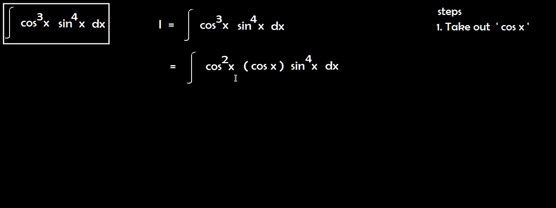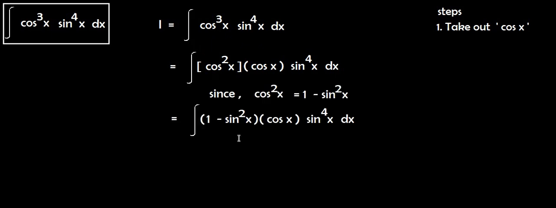How? See this. We have broken down the cos cube x into cos square x into cos x, and the square bracketed cos square x should be converted to sin x. Since cos square x is equal to 1 minus sin square x, we can replace this value in this equation. The equation becomes this one. Now you can do the U-substitution method to solve this integral. You can substitute sin x equals u. Differentiating both the sides, you get cos x dx equals du.